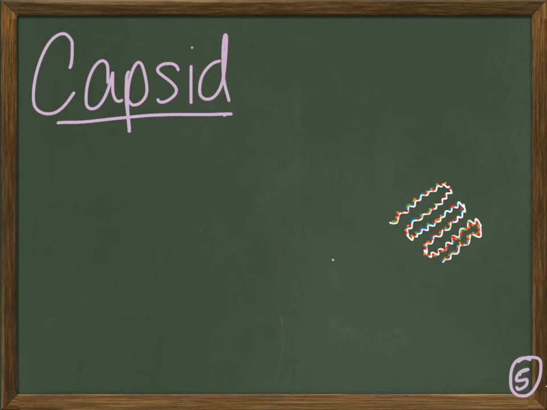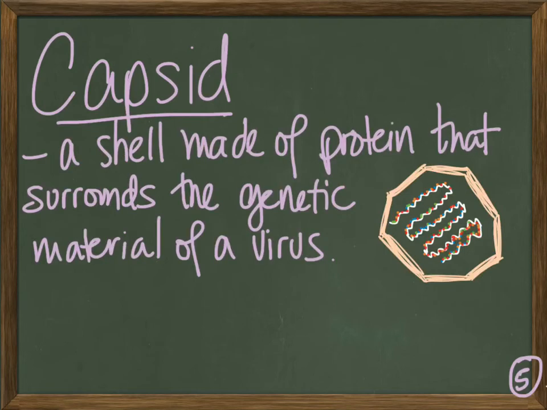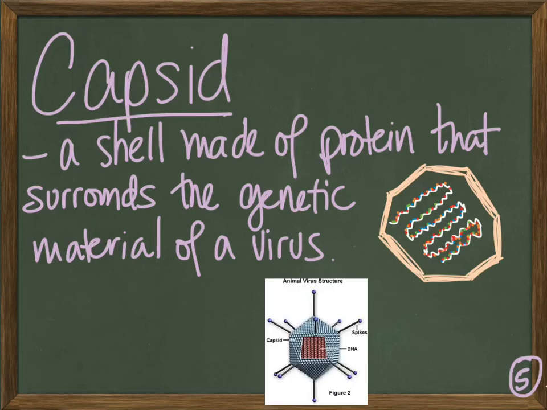What's a capsid? It sounds like a capsule. What is that? Well, we said that viruses had DNA or RNA. That's the stuff right there. Surrounding it, they've got sort of a protective shell. A capsid is a shell that's made of protein that surrounds and protects the genetic material of the virus. And remember, that genetic material could be DNA or it could be RNA.